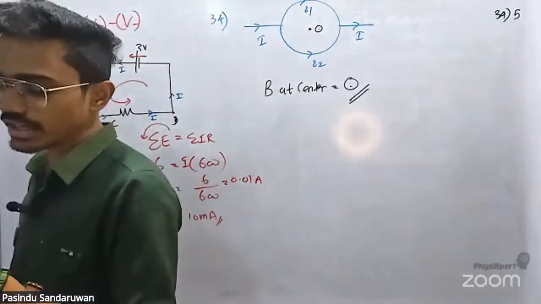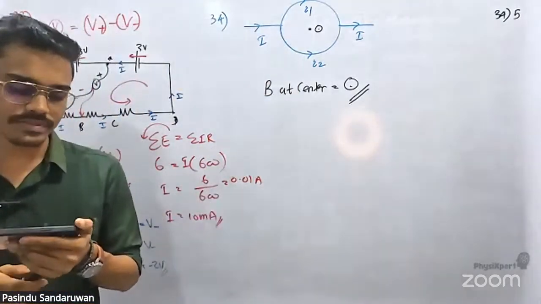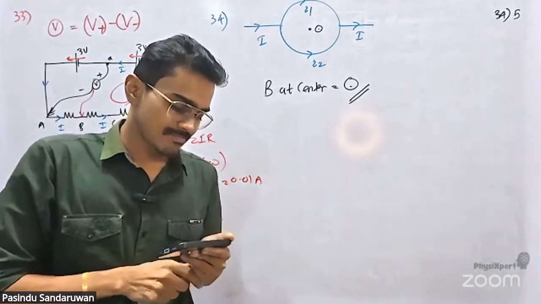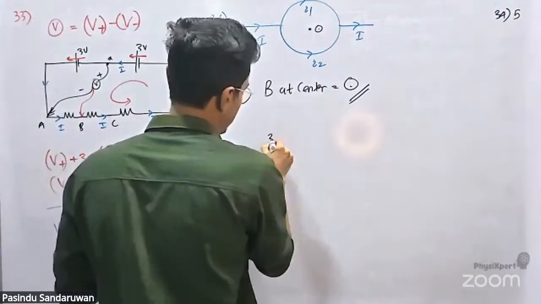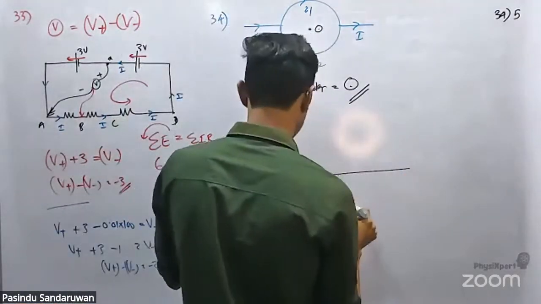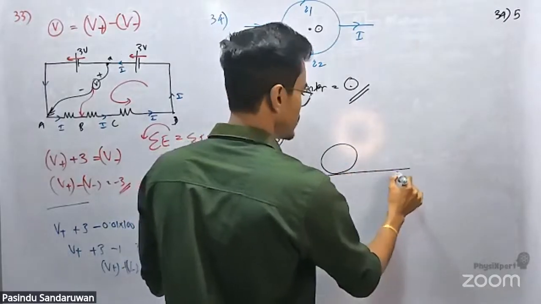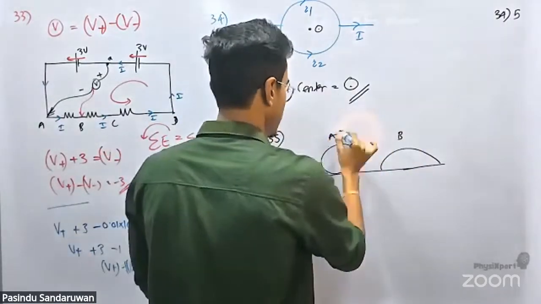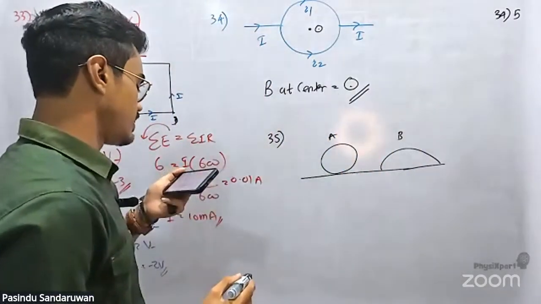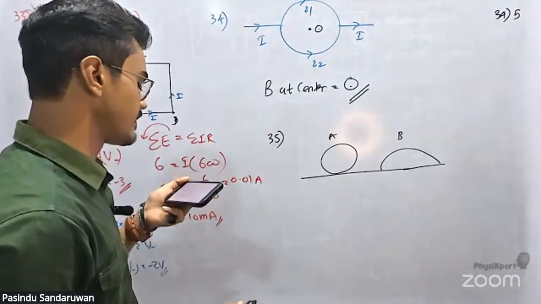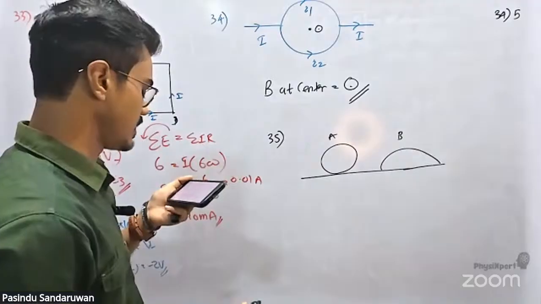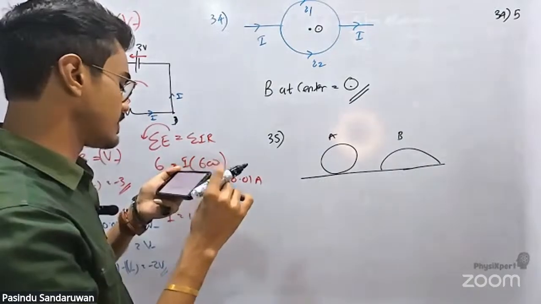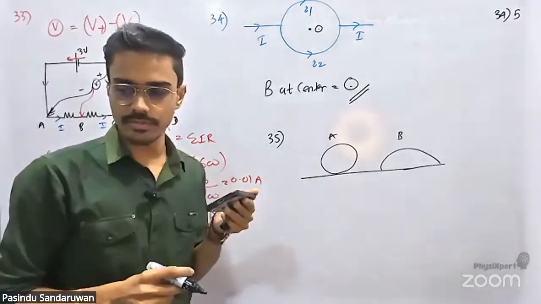35. The diagram shows the shapes of 2 liquid drops, A and B. Consider the following statements. Glass plate, liquid A, liquid B. A. The density of liquid A is greater than the density of liquid B.